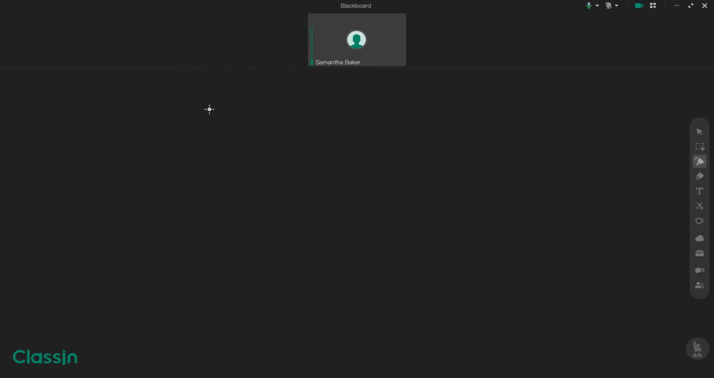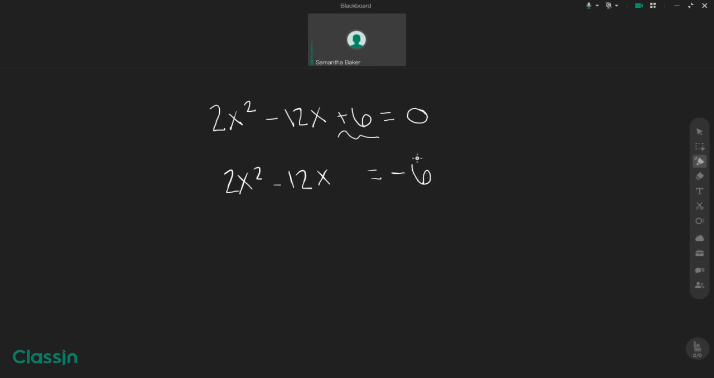Okay, so the next problem we're doing is 2x squared minus 12x plus 6 equals 0. Okay, I'm going to start this the same way I did the other one by moving this guy out of my way. So 2x squared minus 12x equals, I need to subtract 6 from both sides, so I'd have a negative 6 on the right.